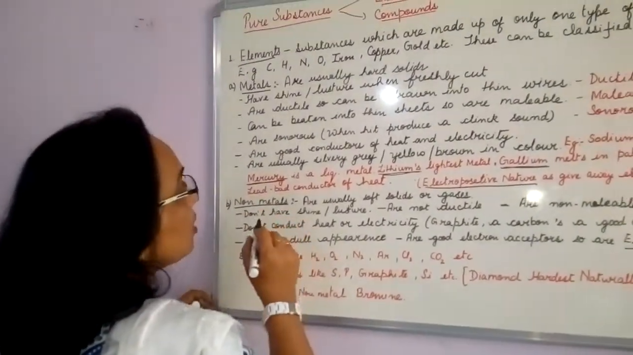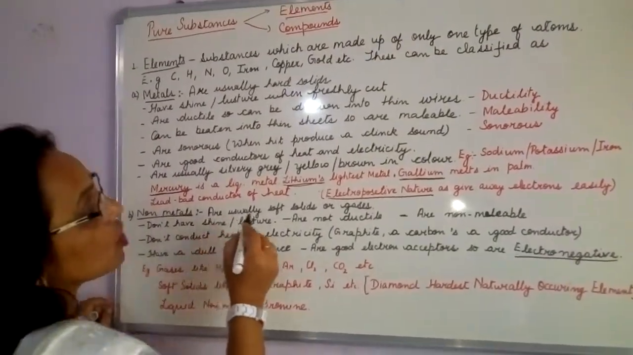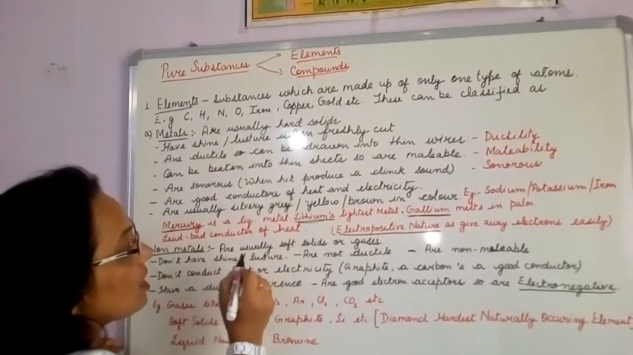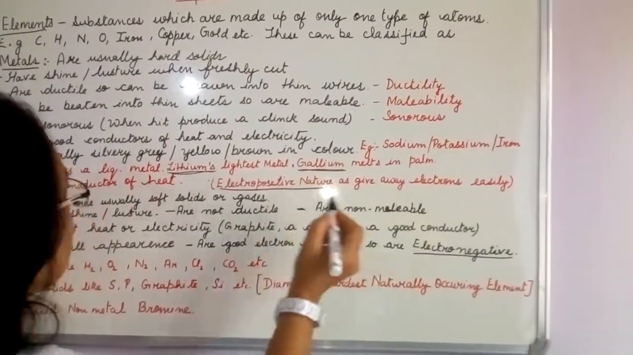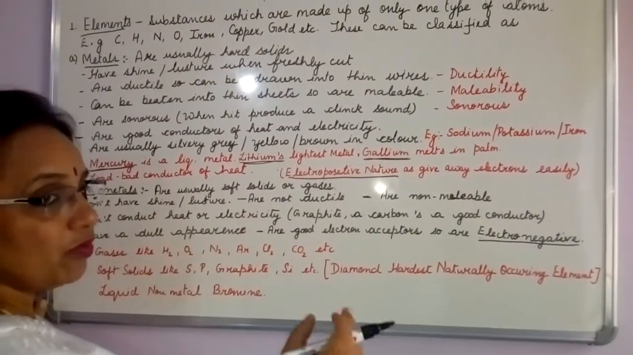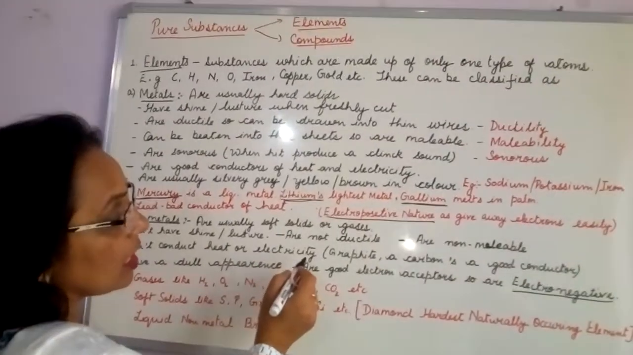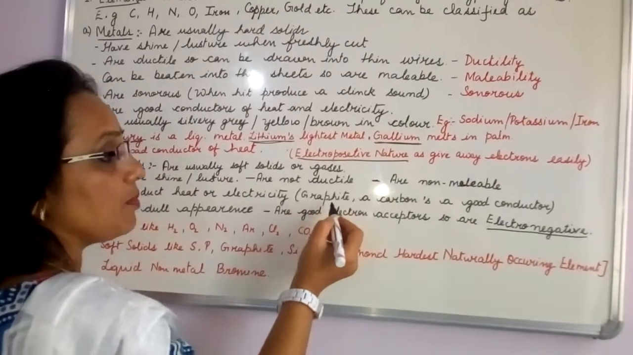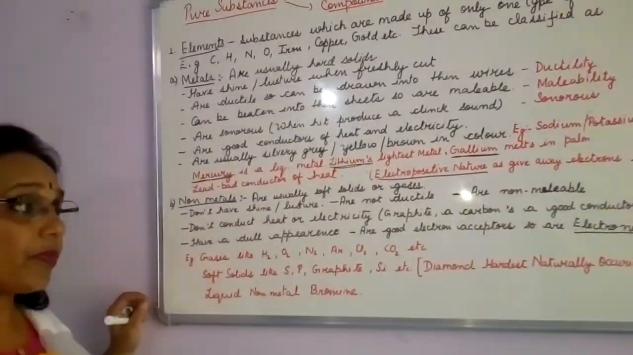What about non-metals? Non-metals are just the opposite of metals. They are usually soft solids or gases. They don't have a shine or luster. They are not at all ductile. They are non-malleable. They cannot be drawn into wires or beaten into sheets. They do not conduct heat or electricity, with graphite as an exception. Graphite is an exception. It is a non-metal, but yes, it is a good conductor of electricity.